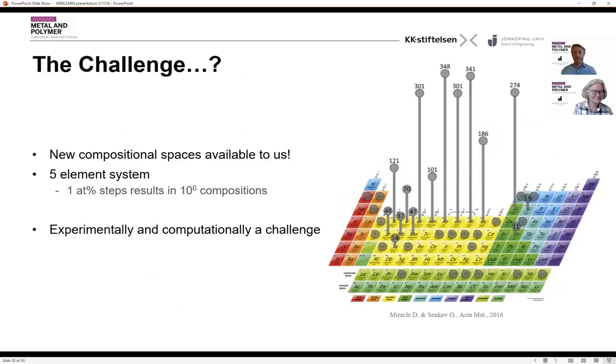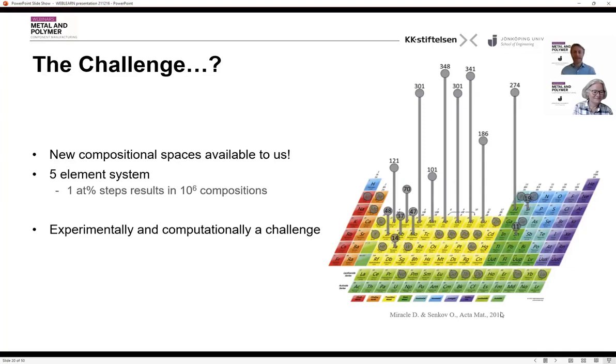With opening up this compositional space, it gives us a huge number of potential alloys that we can start investigating. And this is, quite frankly, experimentally and computationally a huge challenge. We can't look at all of these compositions, because if, for example, we just take a 5-element system and look at 1 atomic percent steps of each constituent element, we end up with a million compositions. And basically, as you can imagine, it's not feasible to produce that many compositions.